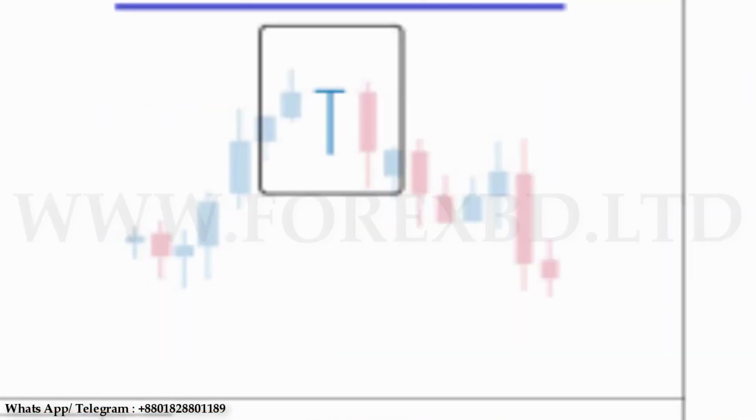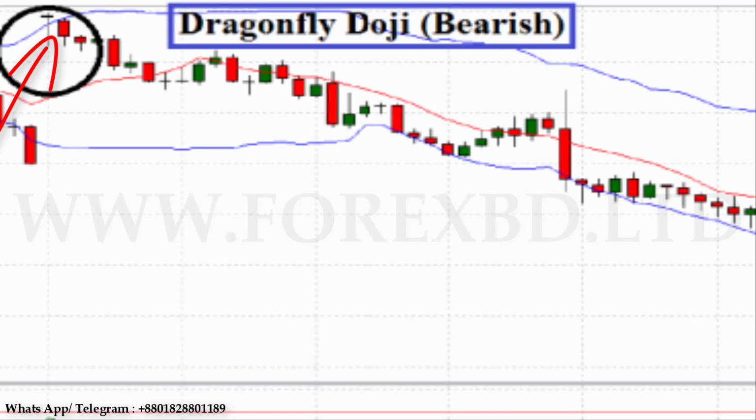signal. Dragonfly Doji bearish is just like Dragonfly Doji bullish. Dragonfly Doji is usually found on the top of the uptrend market and it gives a downtrend reversal signal.